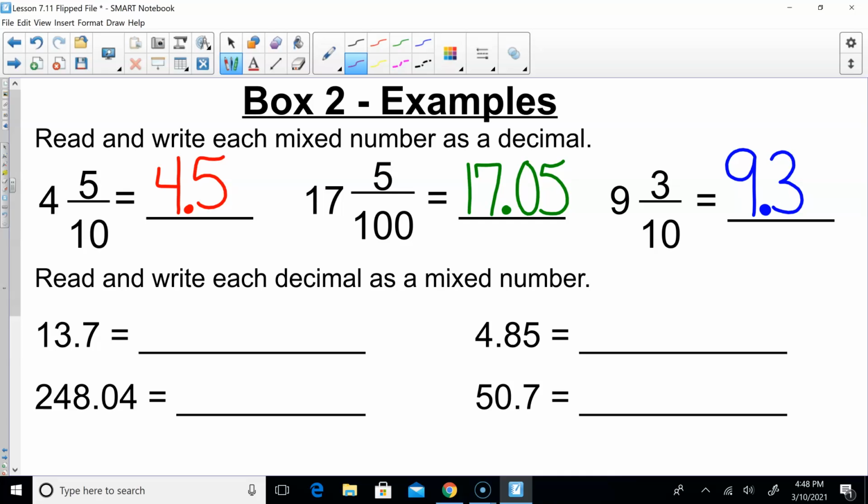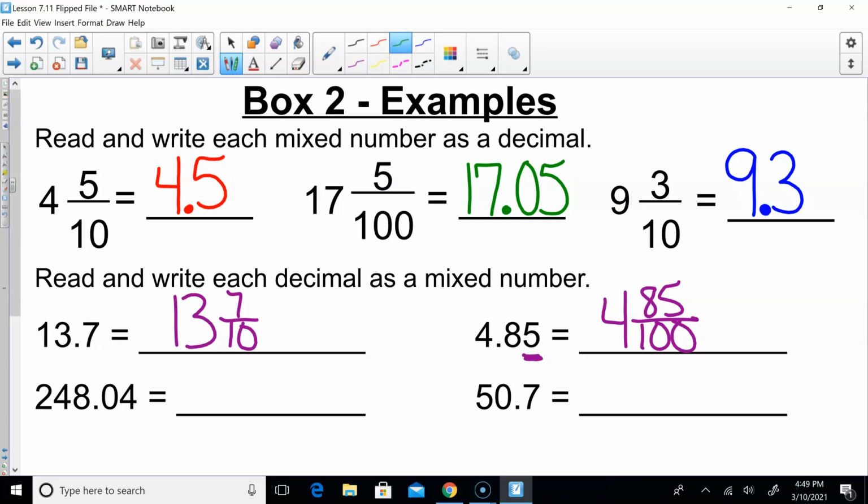And here we go. 13 and 7 tenths. So we'd have 13 and 7 tenths, so 7 over 10. We have 4 and 85 hundredths. One good thing to keep in mind is you just think about that last place value, and that's the one you're going to talk about in your word form, right? I wouldn't say 4 and 8 tenths 5 hundredths. I just think of them all as hundredths, so I would say 85 hundredths.